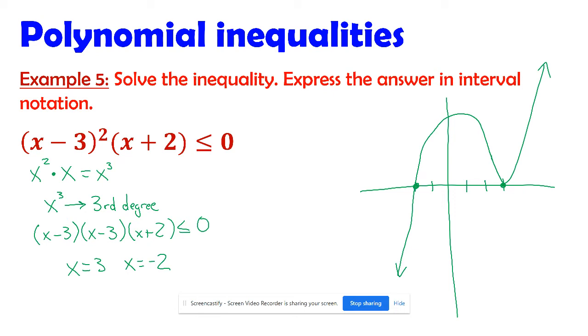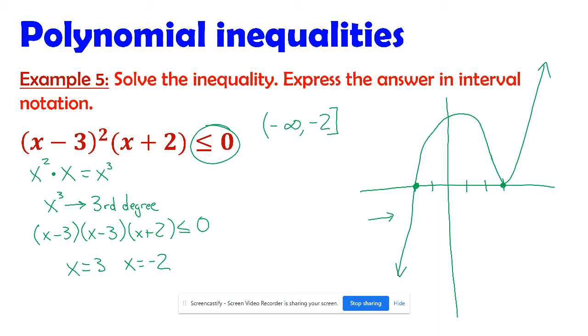So for this problem, we want to know where this graph is less than or equal to 0. And so we're looking at it, and it looks like the only place that's really less than 0 is here on the left side. And so we're going to say from negative infinity until we get to negative 2, we are less than or equal to 0. So we're going to use a bracket to say that negative 2 is included because we can be equal to 0. But we also have this double root at 3. So that's one other place where it's equal to 0 because it's less than or equal to. So if it's equal to, that still counts.